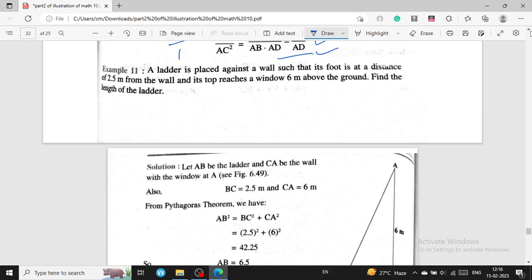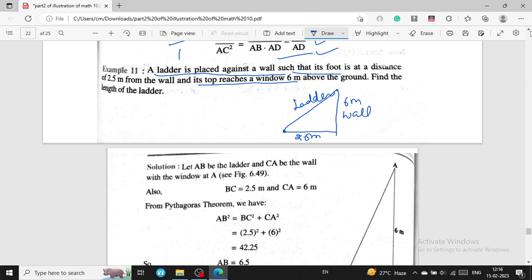Now in this next theorem, we are given a ladder placed against a wall. One ladder which is placed against a wall. This is the wall, this is the ladder, such that its foot is at a distance of 2.5 meter from the wall, and its top reaches a window 6 meter high. Now find the length of the ladder.